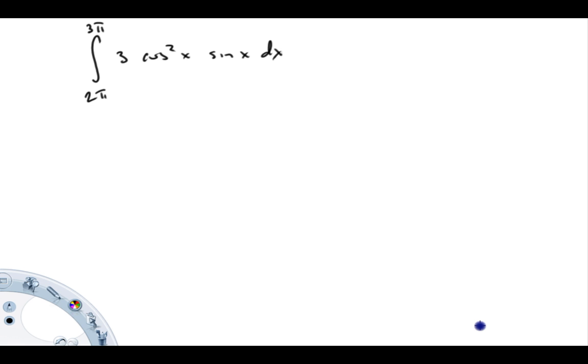The purpose of this video is to demonstrate how to use algebraic substitutions to simplify down integrals and evaluate them. So what we're looking at here is the integral from 2 pi to 3 pi of 3 cosine squared x sine x dx. And again, this is a reasonably complex thing to try to find an antiderivative for. So what we're going to do is simplify it down using an algebraic transformation.